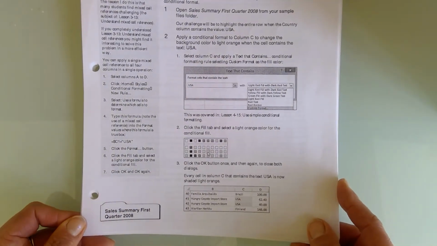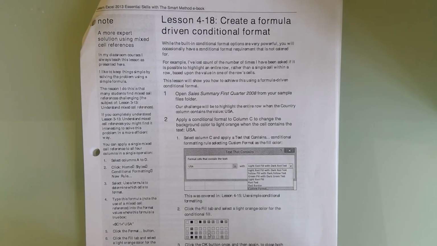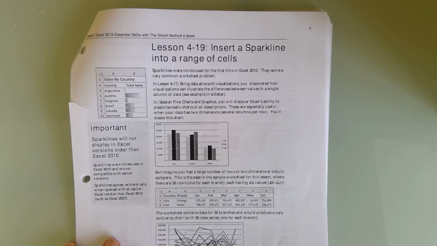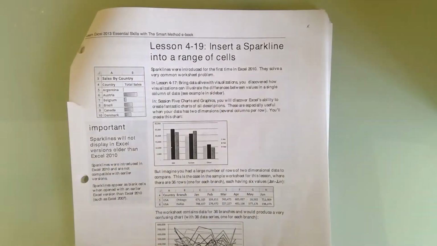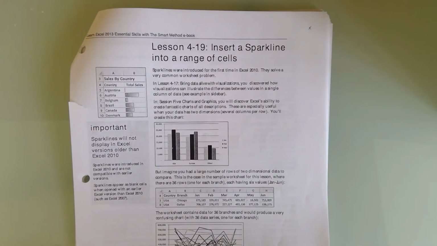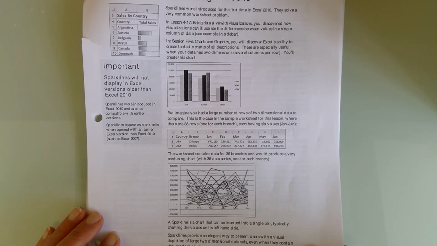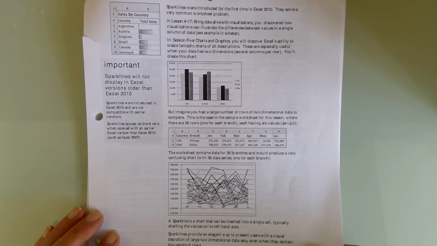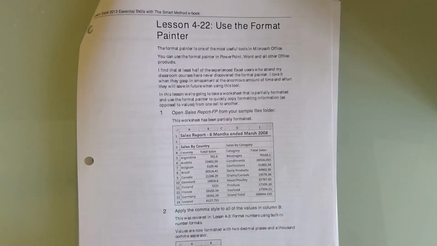So open Sales Summary First Quarter 2008. Make sure when you do this lesson you read through it carefully, and that will help you do it correctly. We are going to skip 419, 420, and 421. These deal with sparklines. Sparklines get confusing. We're not really going to use sparklines a whole lot, so I'm just going to let that be for now. If you're interested in doing it, you can totally do it, but it's not a requirement for today's lesson.